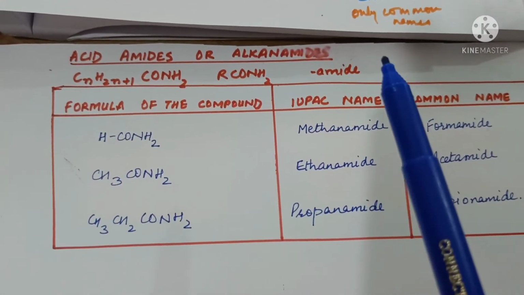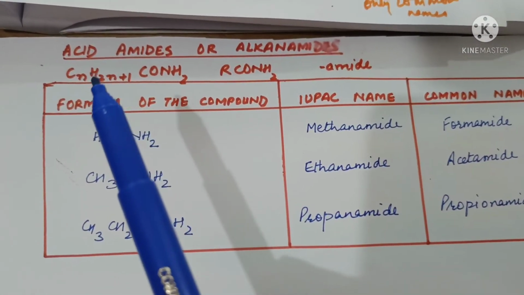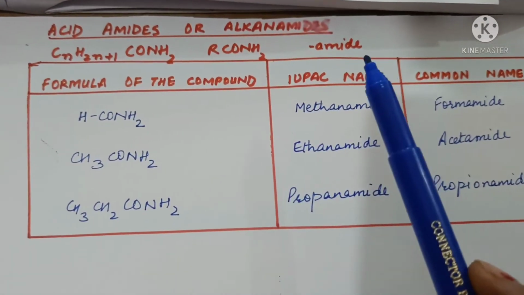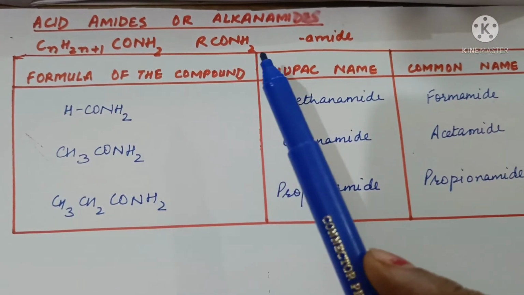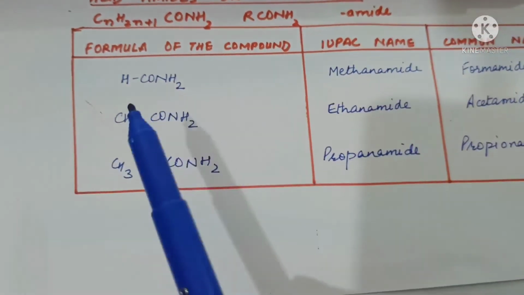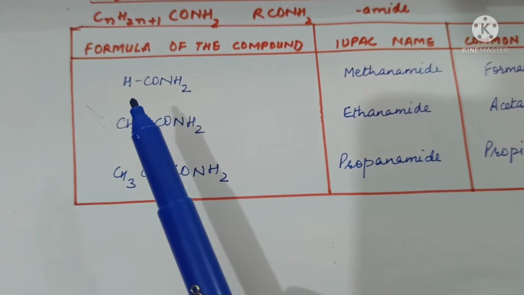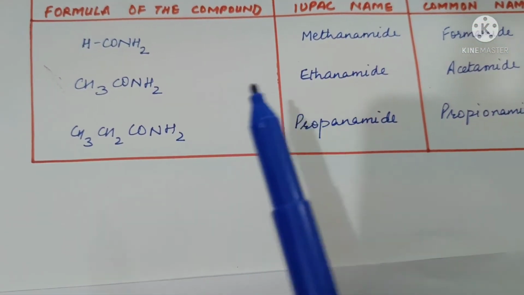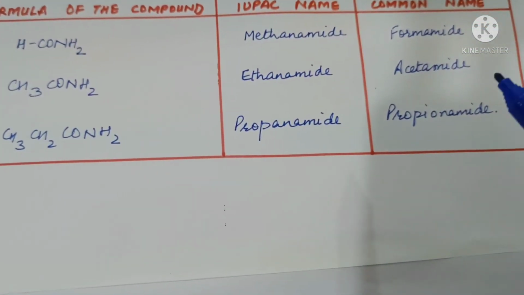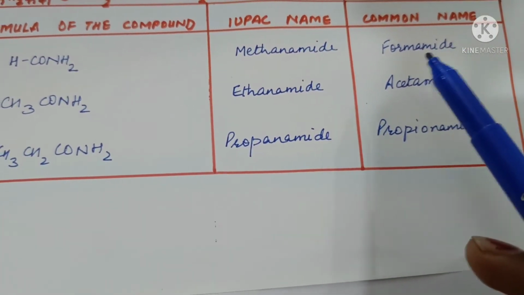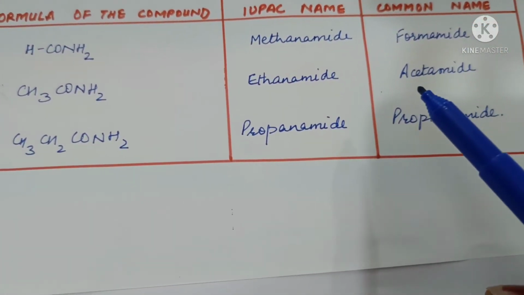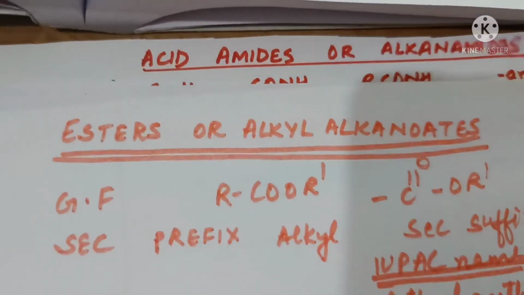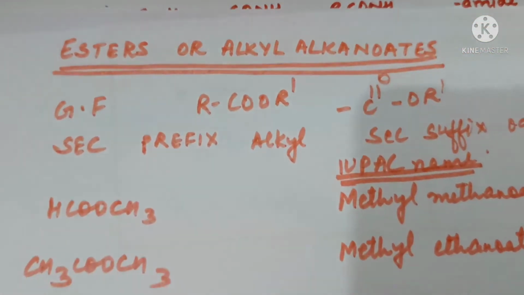Acid amides or alkanamides, the general formula is CnH2n+1CONH2, and the secondary suffix used for CONH2 group is amide. So 1 carbon compound will be called methanamide, 2 carbon ethanamide, and 3 carbon propanamide. And in common system formamide for 1 carbon compound, acetamide and propionamide.